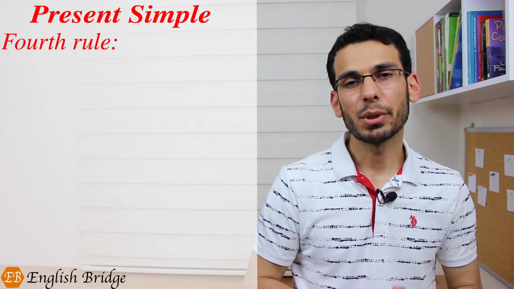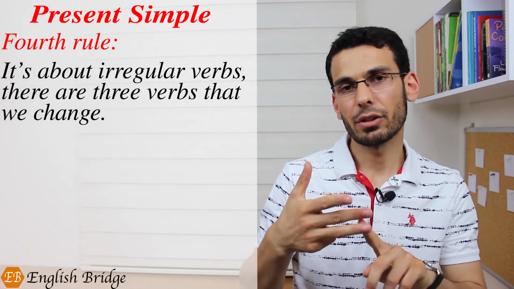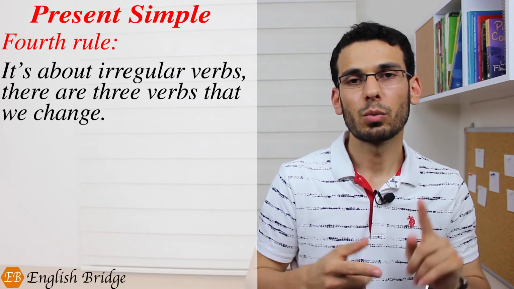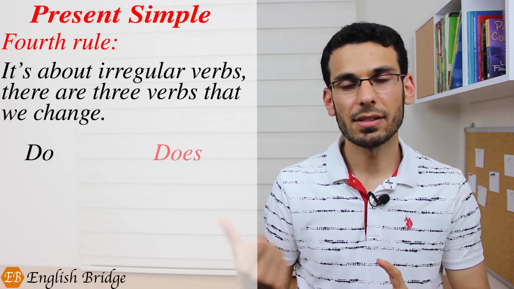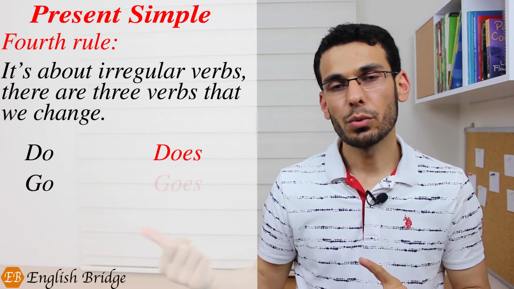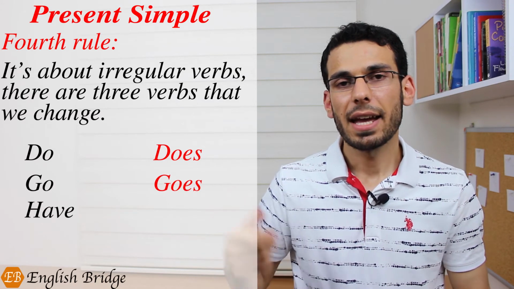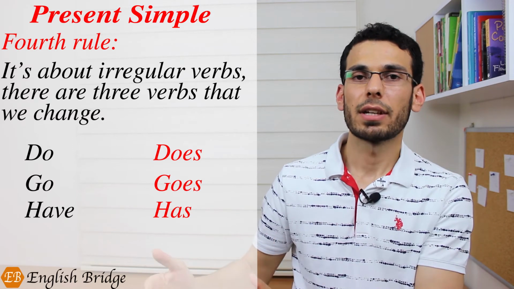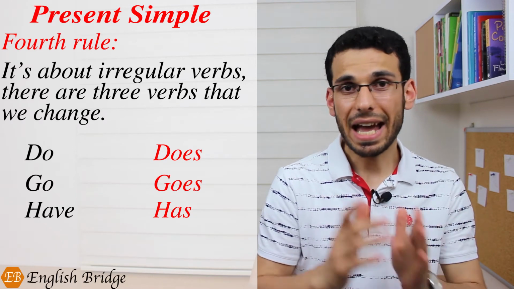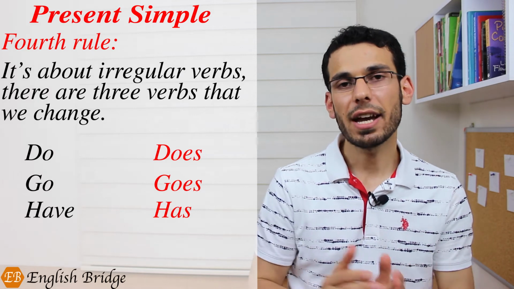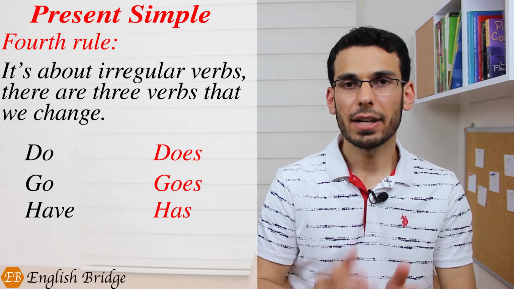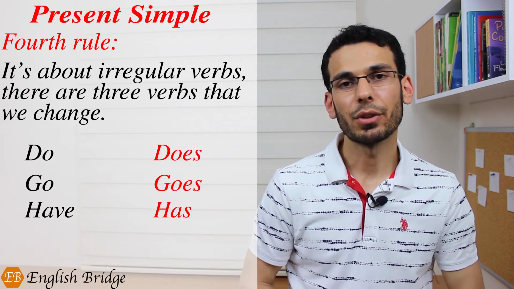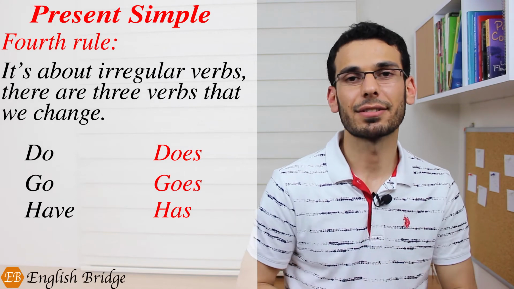And the last one is about irregular verbs. There are three irregular verbs that we change, which are do, it becomes does, go becomes goes, and have becomes has. So we don't say, for example, he have breakfast at 10 o'clock. We say he has breakfast. She has breakfast. My father has breakfast, etc. Alright, so don't use have after he, she, it.